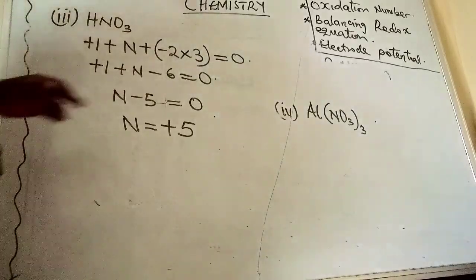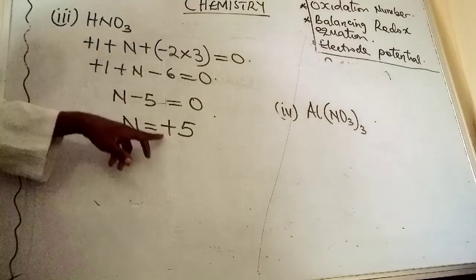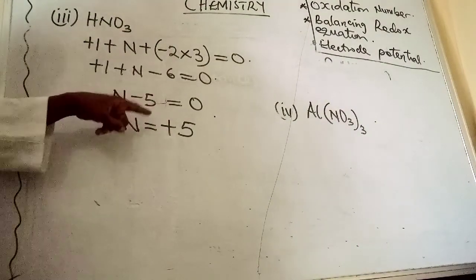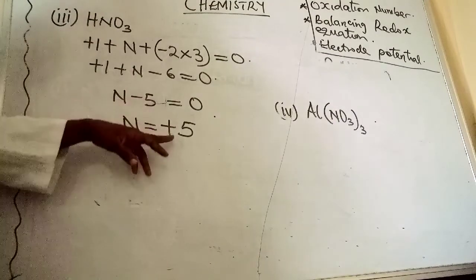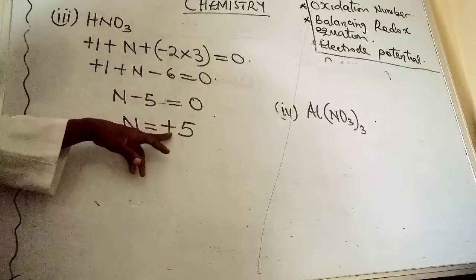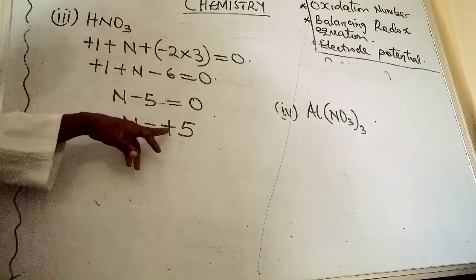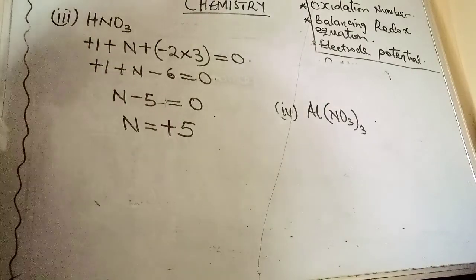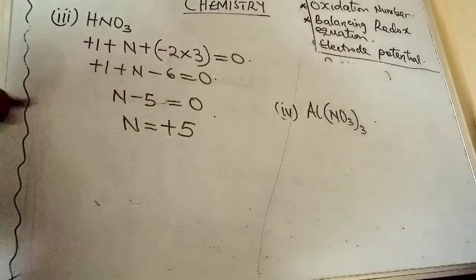Please take note, you must put the positive or the negative sign, whichever case it might be, when you are writing oxidation number. If you don't put the plus, or if the answer is minus and you don't put it there, you are wrong. Please take note of that.